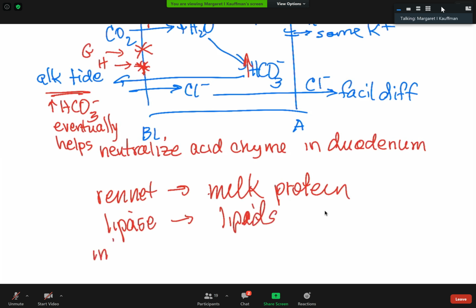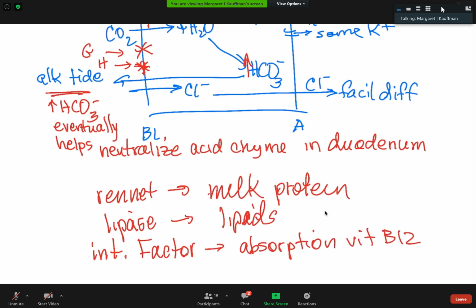And intrinsic factor, we kind of skipped over, but it comes from the parietal cells as well, and it's secreted into the lumen. We will be discussing this more when we get to the duodenum, but it's required for you to absorb vitamin B12.